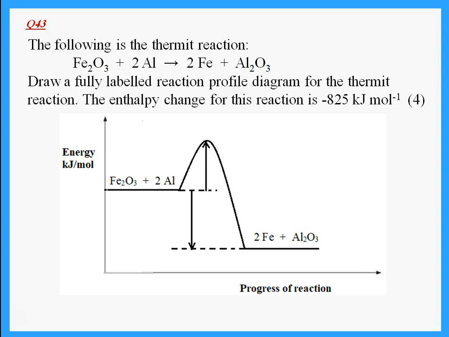So this is the kind of energy diagram he wants. Fully labeled means I put in what the reactants are, Fe2O3 plus 2Al. The products are 2Fe plus Al2O3. And then where is the activation energy and where is the delta H? The activation energy is the difference in energy between the reactants and the top, and the delta H is the difference in energy between the reactants and the products. So this is the kind of energy level diagram when he tells you to draw a fully labeled reaction profile diagram.